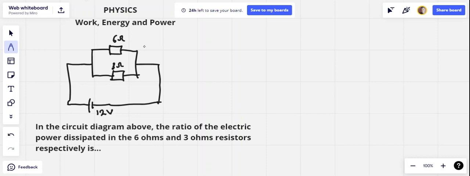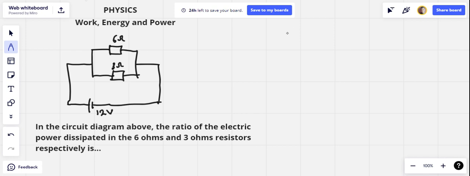Power. In the circuit diagram above, the ratio of the electric power dissipated in the 6 ohms and 3 ohms resistors respectively is. So here we are to calculate the power dissipation in 6 ohms and 3 ohms and then find their ratio, that's the ratio of that of 6 ohms to 3 ohms.